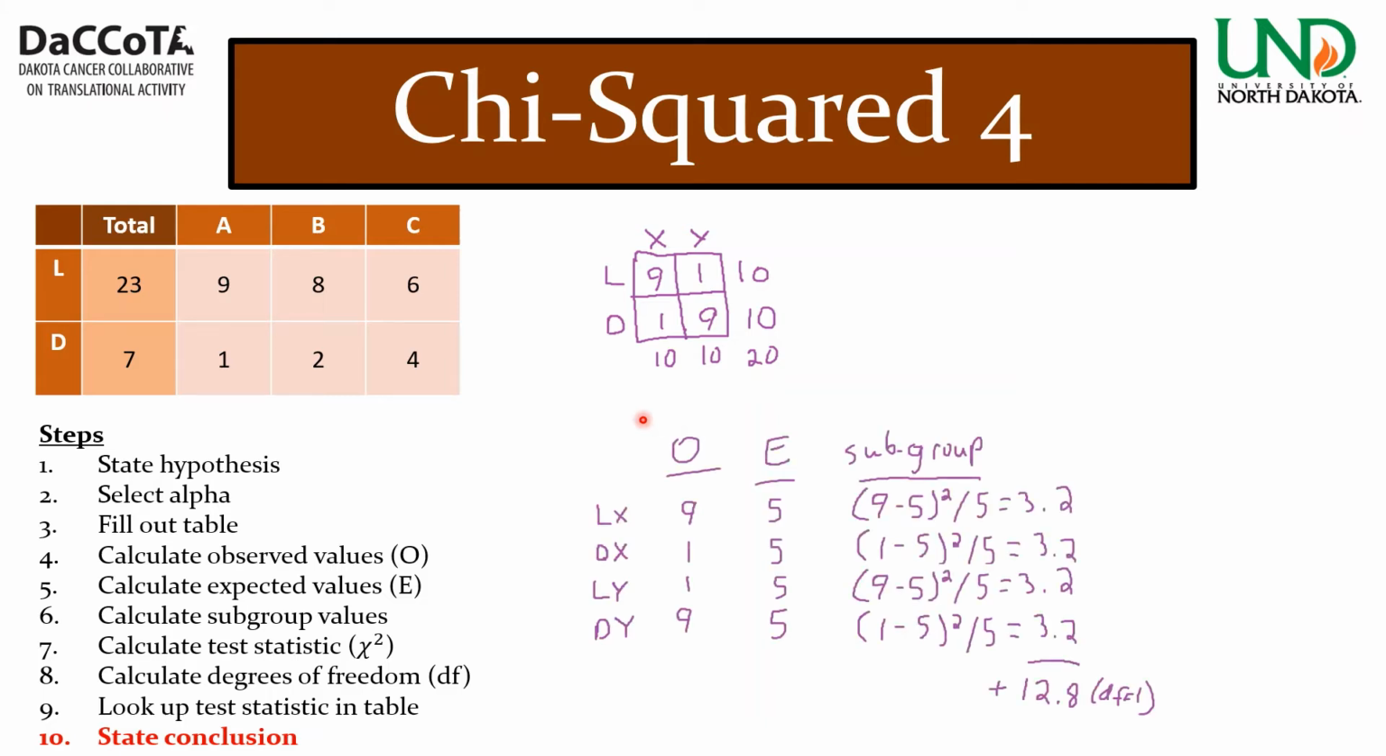Well, if we do the observed and expected, like we've seen, this gives us subgroups of 3.2 each, and if we sum all together, this is 12.8. So this is quite a bit larger than that 3.841. So something as drastic as this, even a chi-squared with too small of sample sizes could detect this. So there you go.